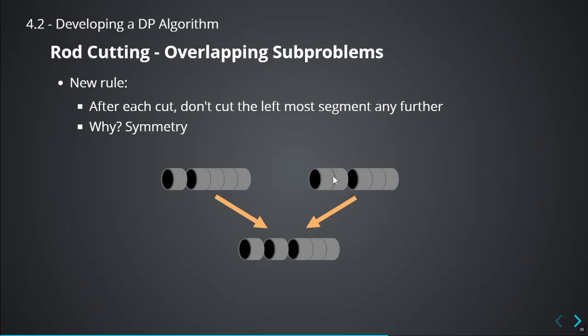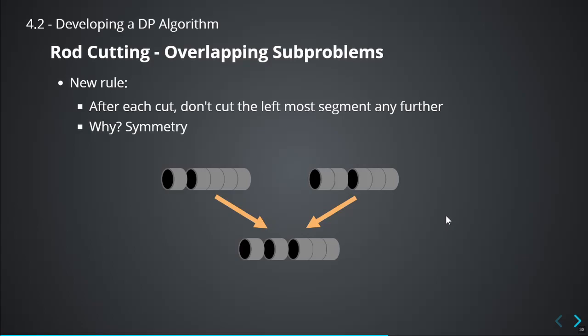I'm just going to fix that to be 2. Why am I doing this? Because of symmetry. If I cut 1 and 4, I can end up with 1, 1, 3. That's the same thing if I'm cutting 2 and 3, then I cut the left one, I'll end up also with 1 and 3. And because they overlap, I'm not going to do this.